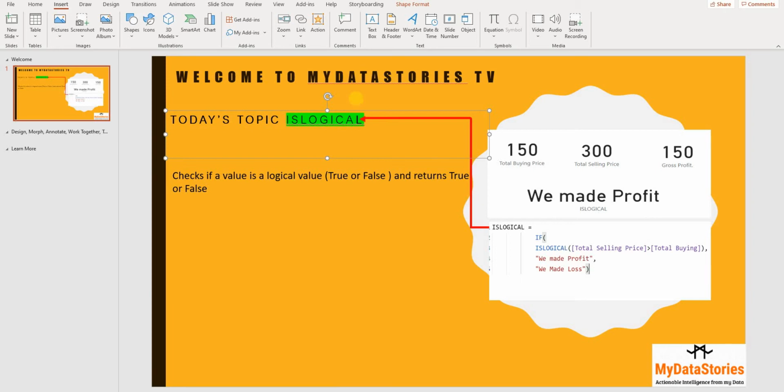Today's topic is ISLOGICAL, which is a Power BI function. ISLOGICAL checks if a value is a logical value, true or false, and returns true or false.